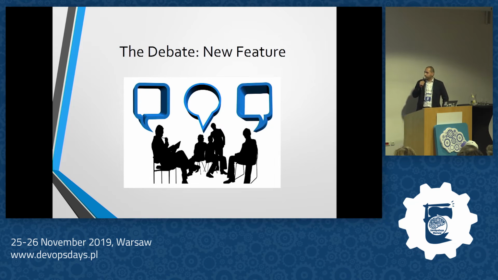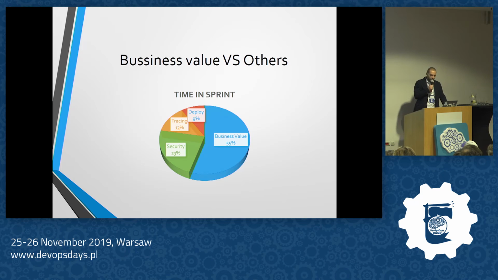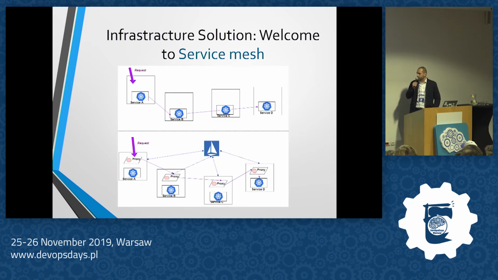So one day we had a debate about a new feature, and we see that the feature itself is not a problem, but the problem is the system around that feature. The security, the tracing, the deployment, and things like that. So we find the problem. The problem is that our mesh becomes too complex, and it's hard to identify the bottlenecks if something goes wrong. And if we take a look at the time that we spent in one sprint, we see that developers have only 55, let's say, % of time spent on solving the business values.